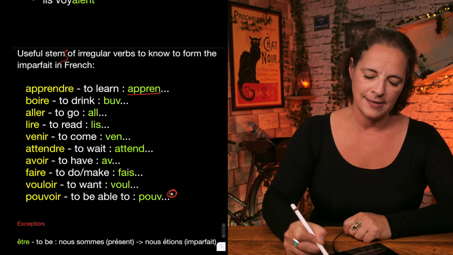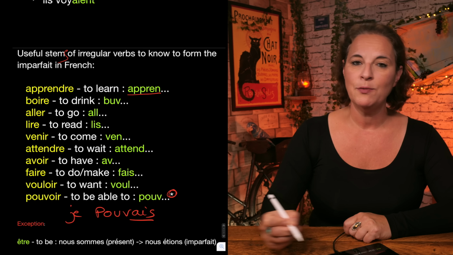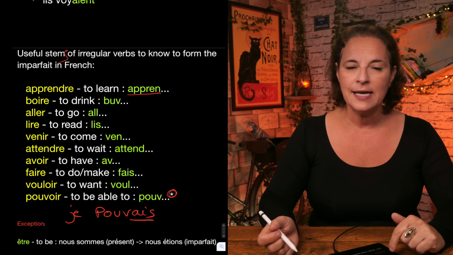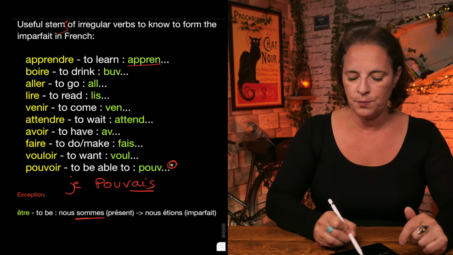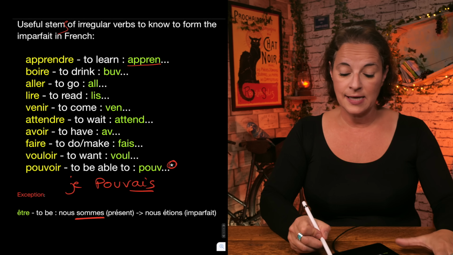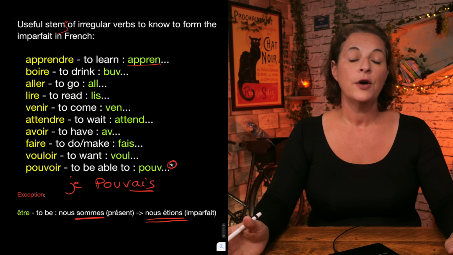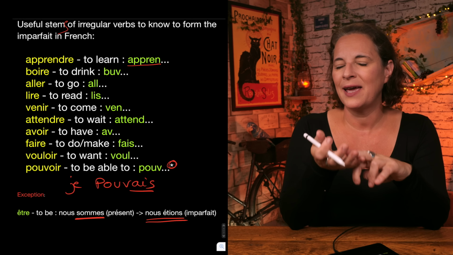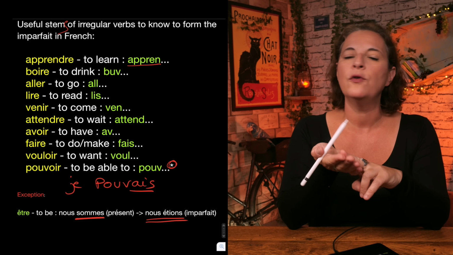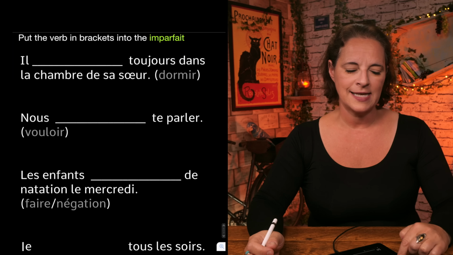Now, I've got an asterisk here that when you conjugate je pouvais, for example, it means I was able to, but it means I could as well. But that's another story, it's just to point out. The exception is être. Être, when you put it in your present tense, is nous sommes. But you don't say je sommais, tu sommais. It's actually j'étais. Tu étais, il était, nous étions, vous étiez, ils étaient. Again, learn avoir and être by heart in all kinds of tenses. The present, the passé composé, the imparfait, le futur, and so on, because that will help you conjugate other tenses later on. Let's have a go.